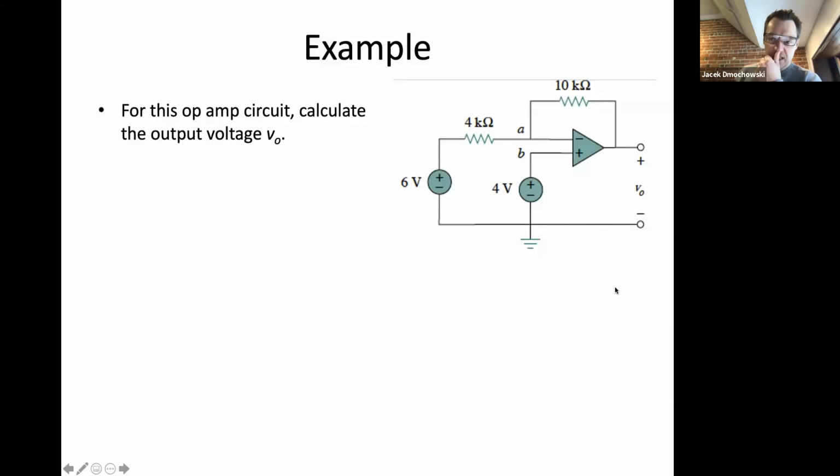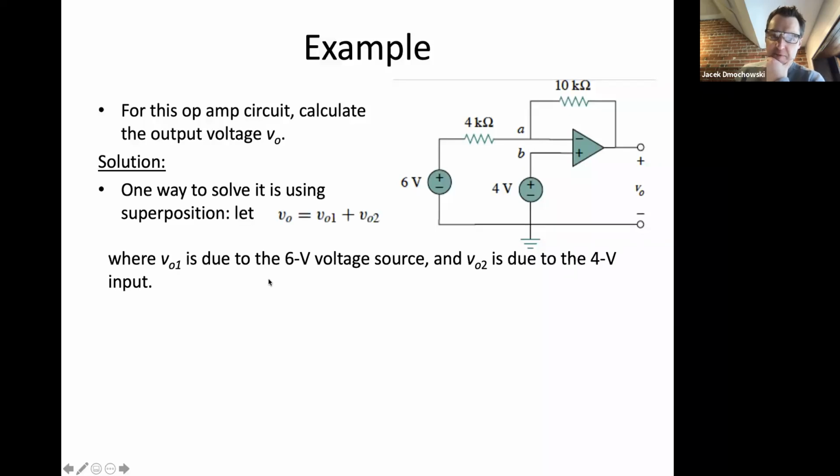All right. So we have here another example of an op-amp circuit. We have a 6-volt battery connected in series with a 4 kilo ohm resistor connected to the inverting input, and a 4-volt battery connected directly to the non-inverting input. We also have a 10 kilo ohm feedback resistance, and we are asked to find the output voltage V0 in this circuit.